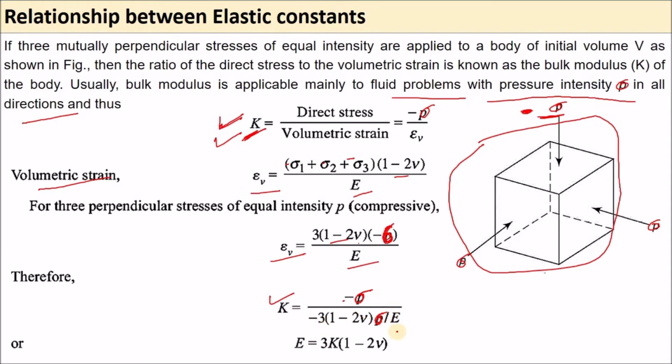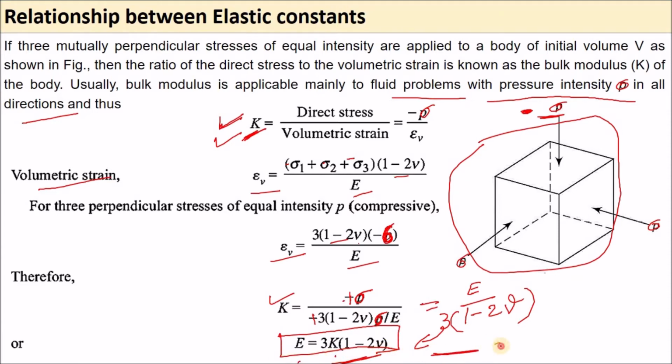This E will go upside, so we can write it like this. This minus and this minus will be plus, so we will get E equals 3K times 1 minus 2 mu. This is one relationship between Young's modulus E and bulk modulus K. This is important, note it down.